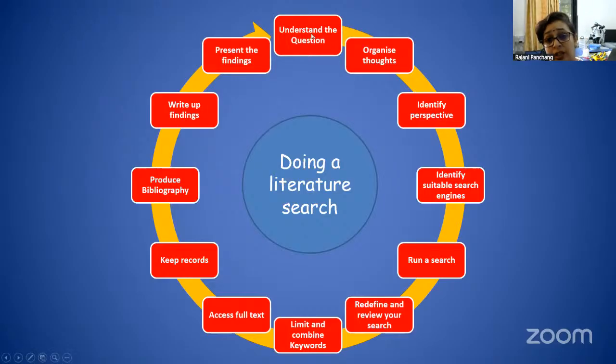What is the question that you want to address? After that, to be able to do that, you need to first organize your thoughts. First, what are you wanting to do? Why do you want to do it? What is its scope? Identify the perspective. Perspective is, that is, what is your outlook?